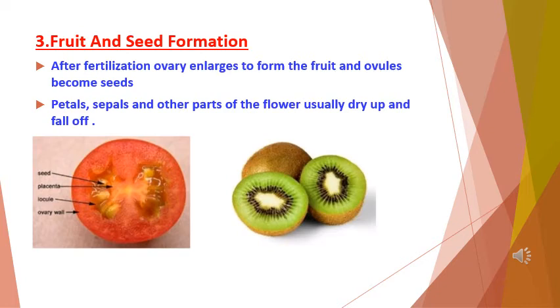The petals, sepals, and the other parts of the flower are not required because their role is already completed. The role of the petal was to attract the insects to the flowers. The sepals were to protect the bud. All this is already finished because fertilization has occurred. So petals, sepals, and other parts usually dry up and fall off.